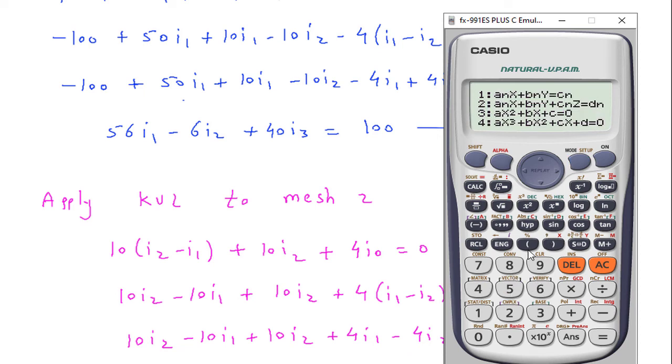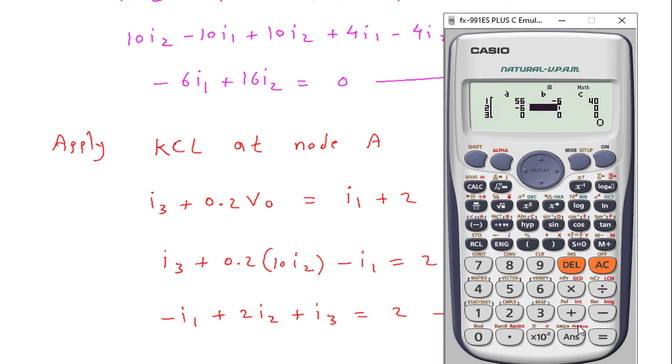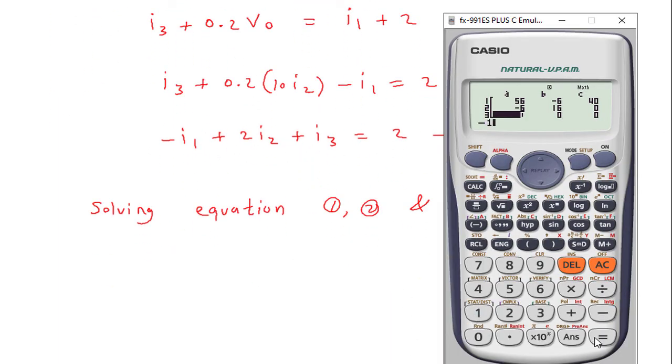the matrix: 56, minus 6, 40, 100. Minus 6, 16, I3 is absent, so 0 and 0. From equation 3, minus 1, 2, 1, 2.